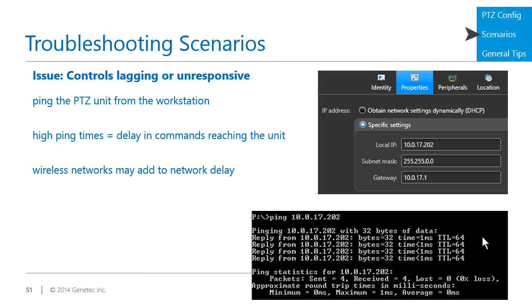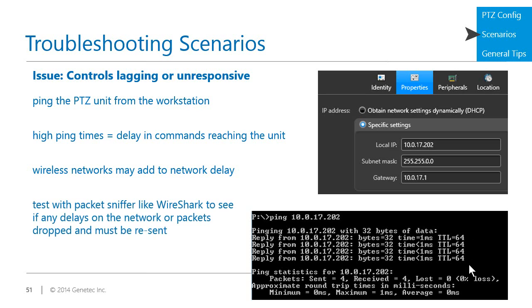Now, if there's a workstation with a wired connection to the network, and that's nearby, you can also just go over and test the PTZ on that machine, and that would really help determine if the workstation's wireless connection is the lag issue there.